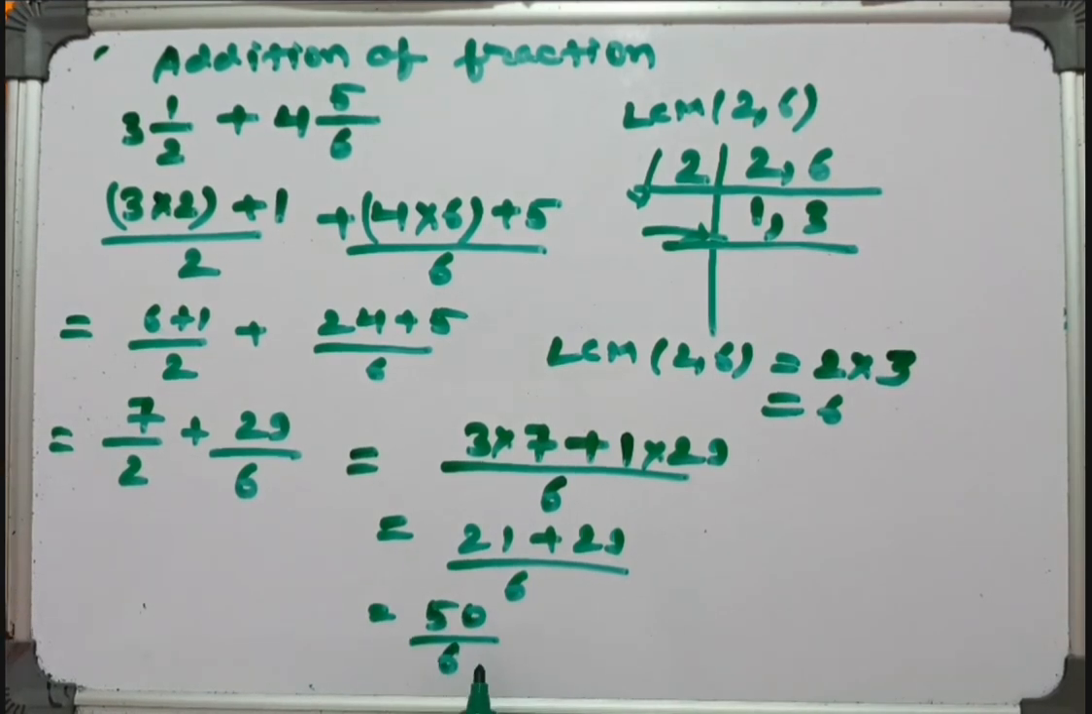Now you have to learn about HCF. You have to learn how to calculate the HCF for simplification of a fraction. But we are not going into more detail. So we write 2 3s are 6. So here 3 and 2 25s are 50. So the final answer is 25 by 3.